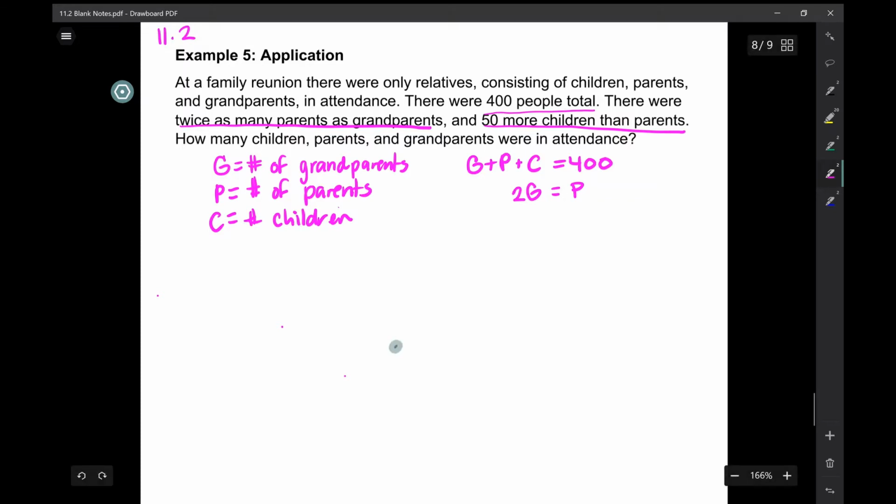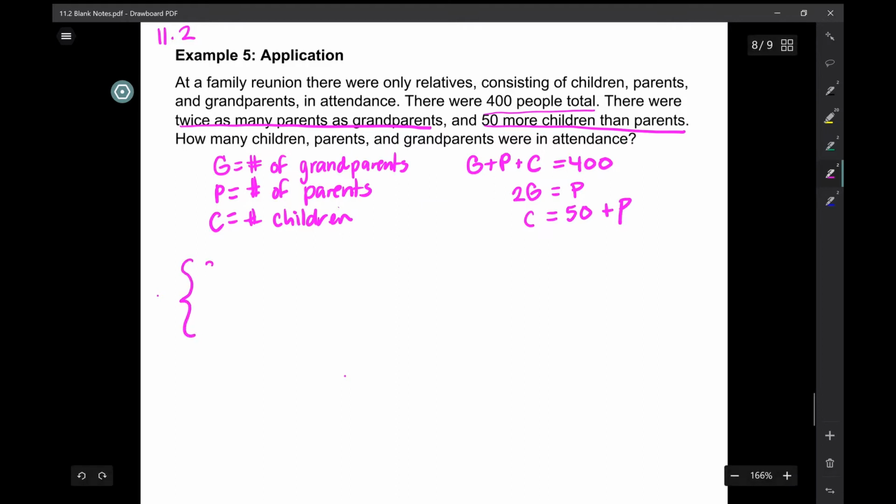All right, let's keep going. We have twice as many parents as grandparents, so if we had 10 grandparents, we'd have 20 parents. So 2G equals P. And we have 50 more children than parents, so the number of children is 50 more than the number of parents. That was the easiest way for me to write these equations down, but it looks weird, so now we're going to make them look more like what we're used to. Let's write them as a system.